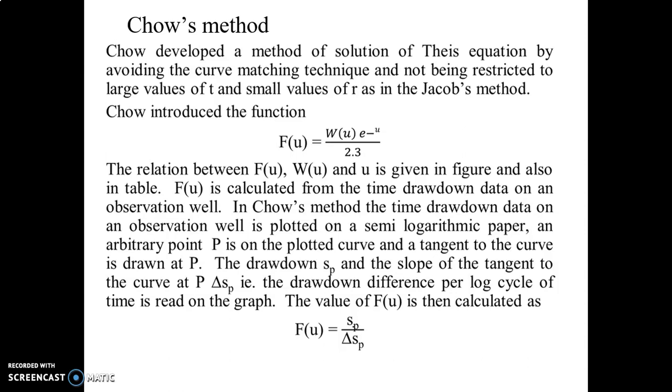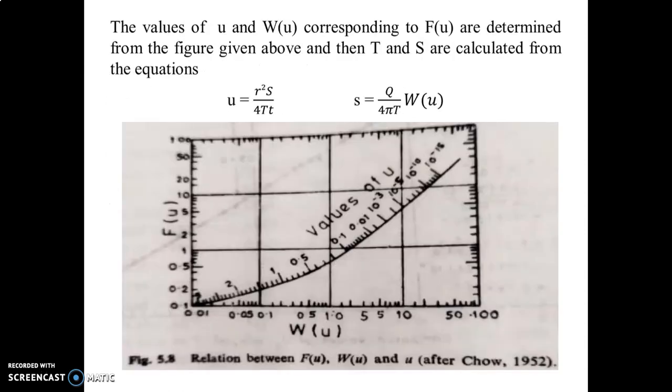F(u) is calculated from the time drawdown data on an observation well. In Chow's method, the time drawdown data on an observation well is plotted on semi-logarithmic paper. An arbitrary point P is chosen on the plotted curve and a tangent to the curve is drawn at P. The drawdown is s suffix p, and the slope of the tangent to the curve at P is delta s suffix p, that is, the drawdown difference per log cycle of time, read on the graph paper. The value of F(u) is then calculated as F(u) equals s suffix p by delta s suffix p. The curve is shown here, the relationship between F(u), W(u) and u by Chow.